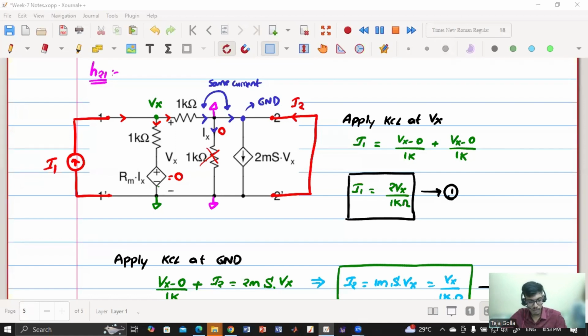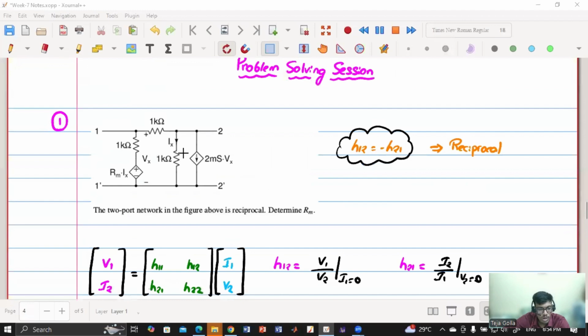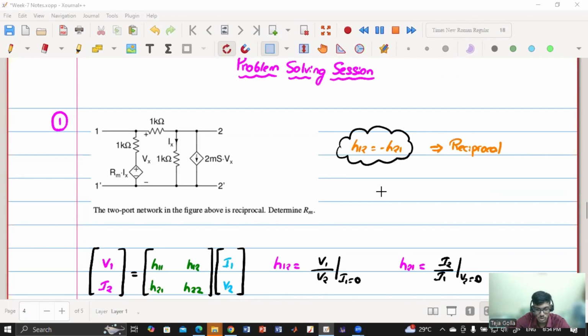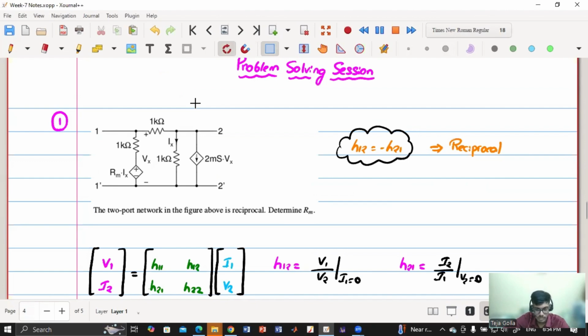Sir, once revise the problem. Okay, sure. In this problem, they have asked what is the value of Rm such that the network is reciprocal. We have seen that for reciprocal, one of the conditions is H12 is minus H21. Why did I consider H parameters? Because in the next question they have asked what are the H parameters. So I thought of saving time by using H parameters because I can solve both the problems at a time.